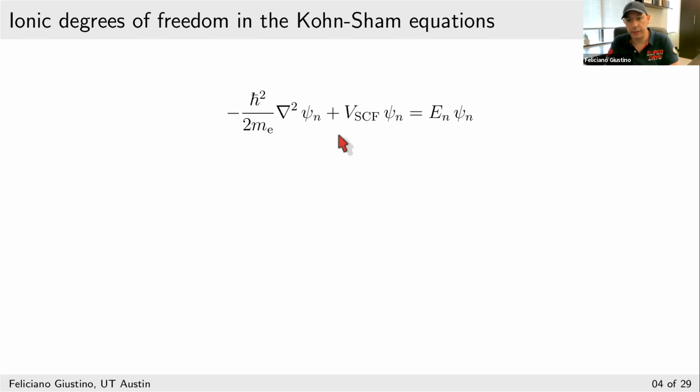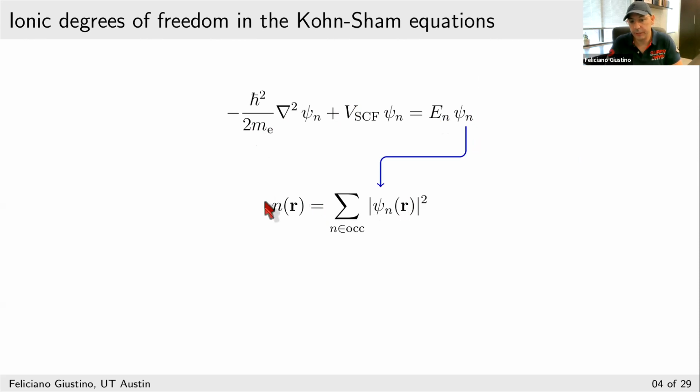This is very simply the Kohn-Sham equations for electron wave functions. V sub SCF is a self-consistent potential, and the idea is that we try to solve these equations in standard electronic structure codes to obtain the energies and the wave functions. Once these wave functions are calculated, we can obtain the electron density by adding up the square moduli of the wave functions for the occupied states.